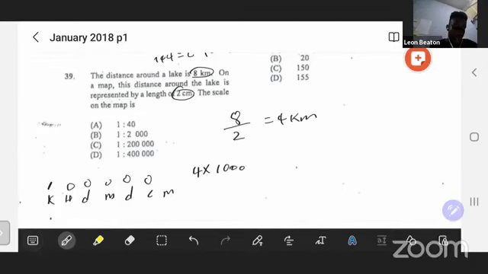So the scale is 1 to 400,000. Every 1 cm on the map will be 400,000 cm on the pond, the lake. This is D.